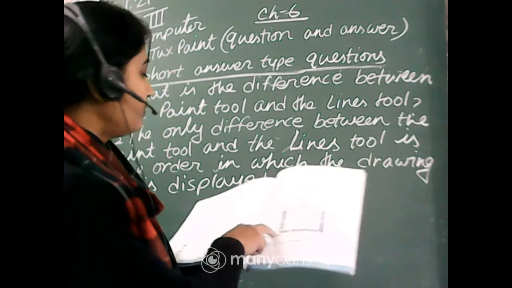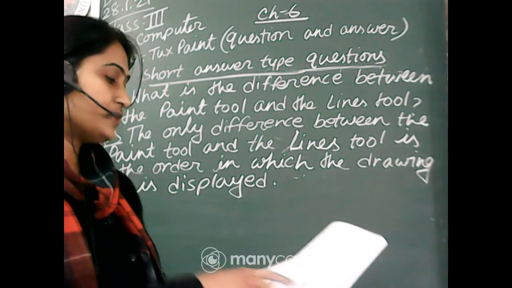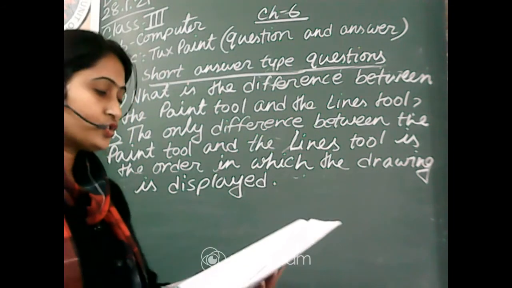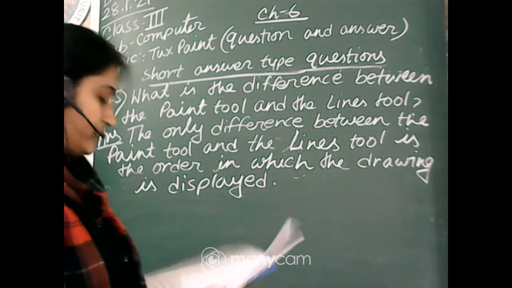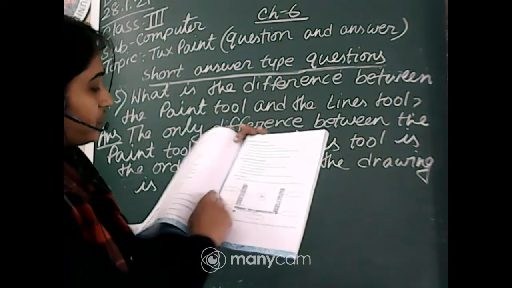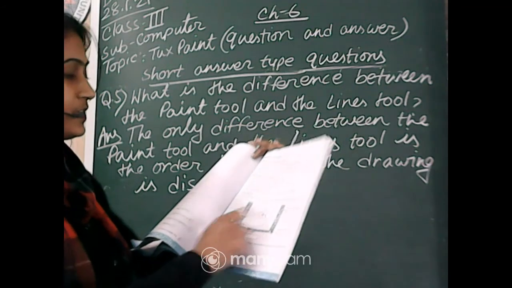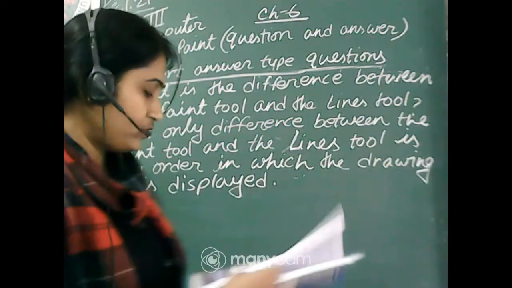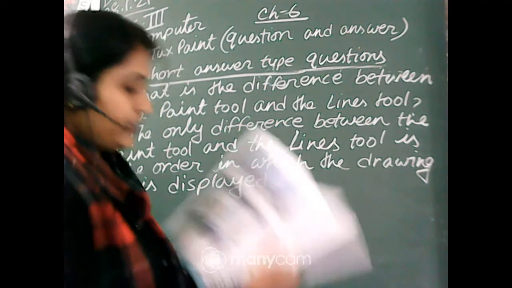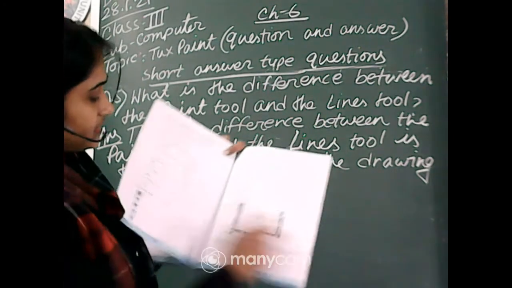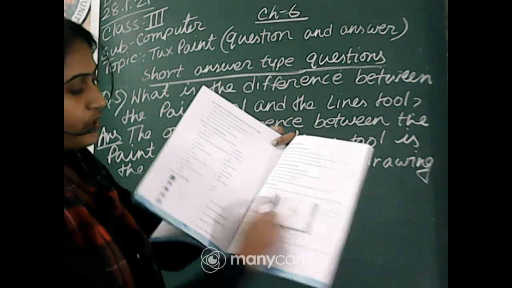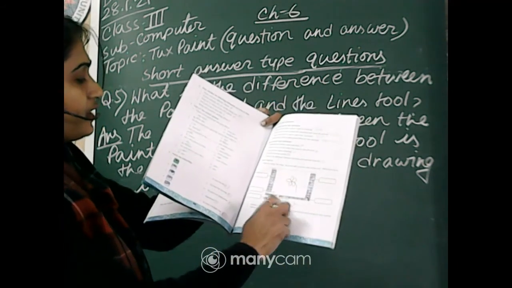Now write down: Rahul is using Tux Paint. He is not able to locate some of the tools. Help him to do so. So please follow me. This is the drawing canvas. This portion is called the drawing canvas. This is the toolbox, and this is the selector. You know very well, in your book all the parts are already given.